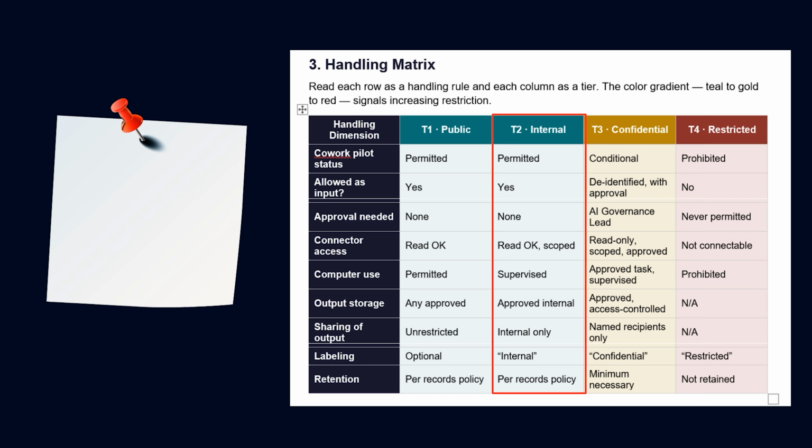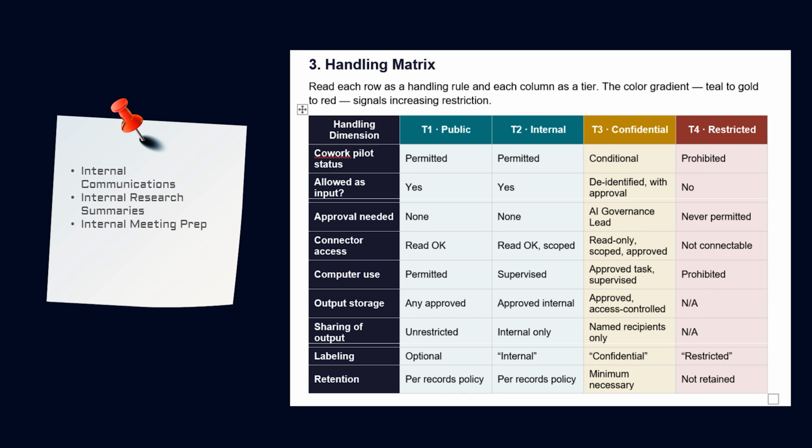Internal data is permitted in approved workflows with no additional connector restriction beyond the pilot's approved list. Cowork is appropriate for internal communications drafts, internal research summaries, internal meeting preparation, and equivalent. The defining characteristic is that the data is intended for internal organizational handling, but not for external distribution without review.